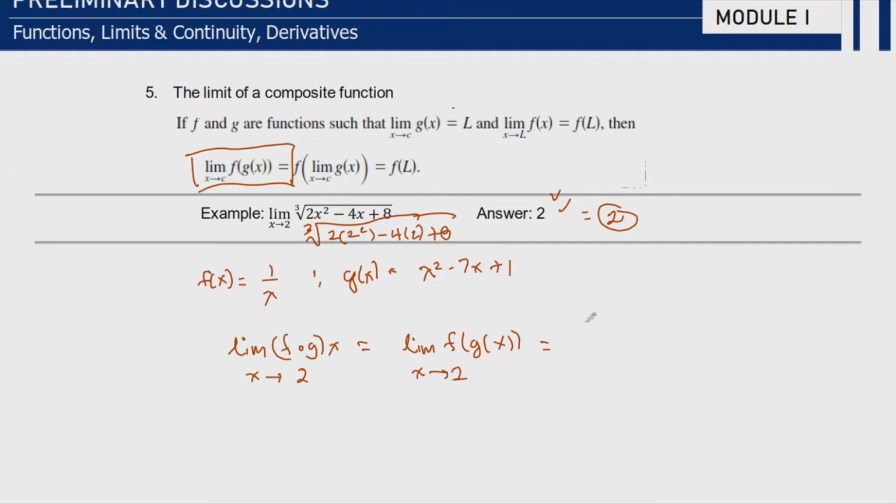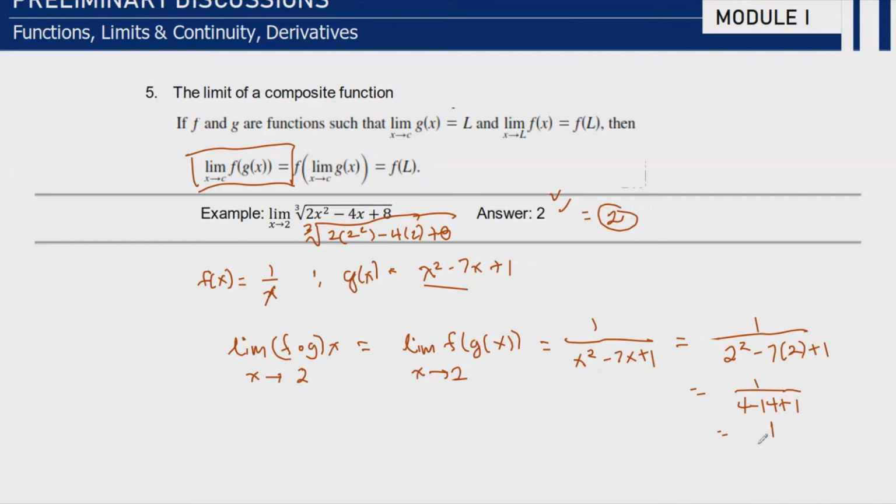So with that, 1 divided by x should be substituted with the function g of x. So with that, we have x squared minus 7x plus 1. And with that, let's just simply find the limit by simply substituting the value of 2 here. So we get 1 over 2 squared minus 7 times 2 plus 1. And what we get here is 1 over 4 minus 14 plus 1.